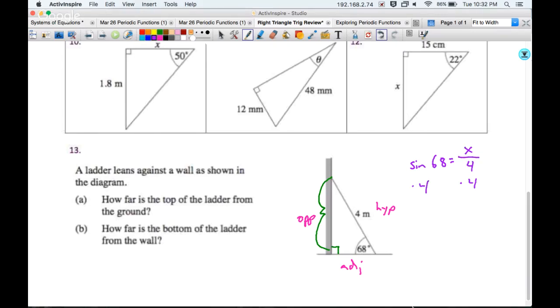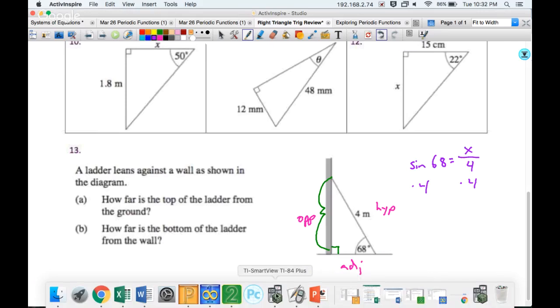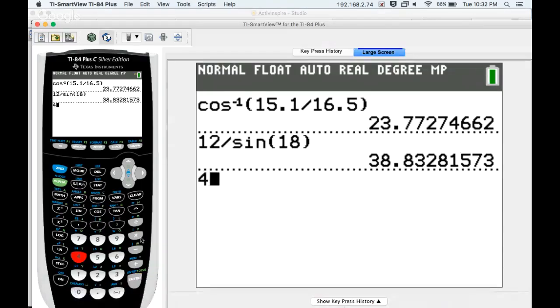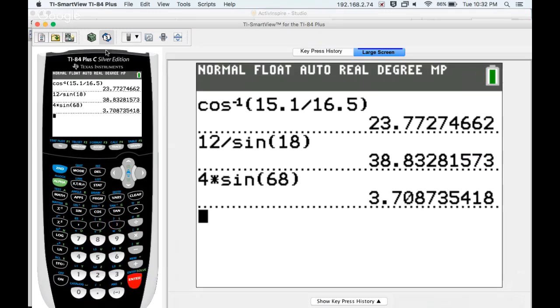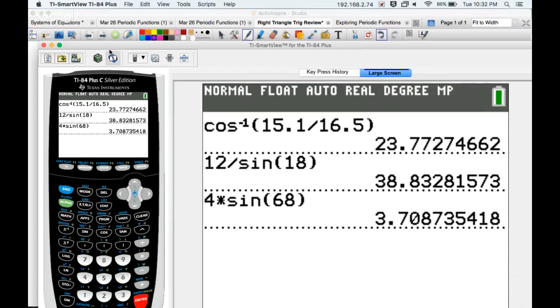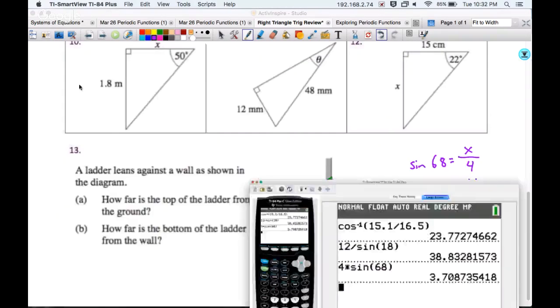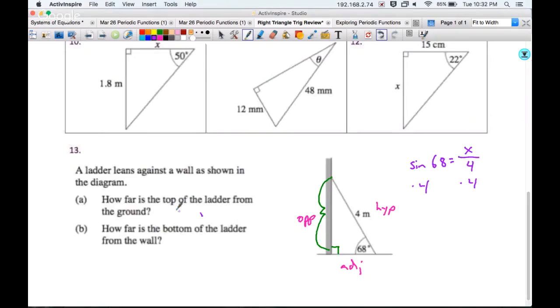Multiply 4 to both sides. 4 times the sine of 68 equals 3.7. Yeah, that makes sense. 3.7. And let's give it the unit of meters.